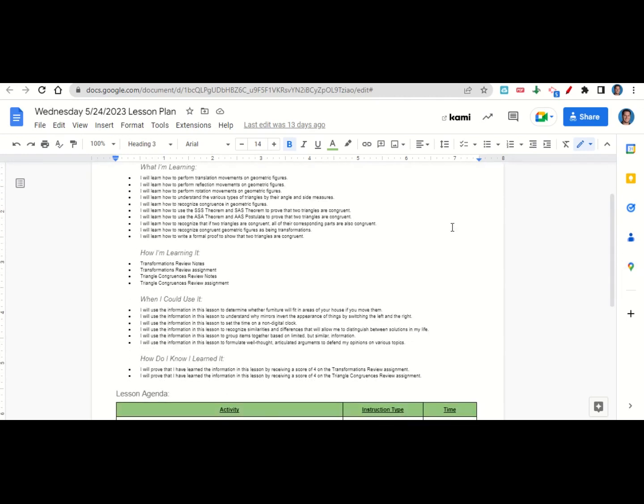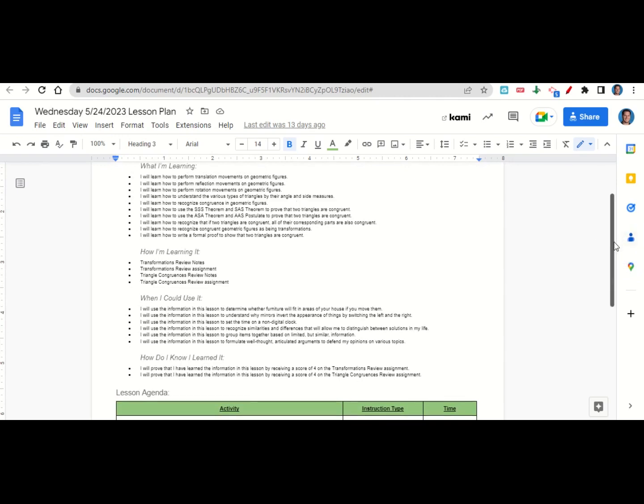How do you know you learned it? By getting a score of 4 on the transformations review assignment and the 4 on the triangle congruences review assignment.